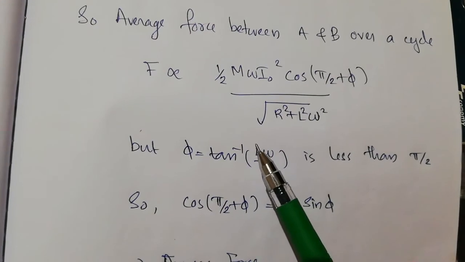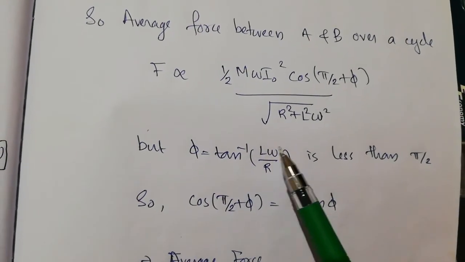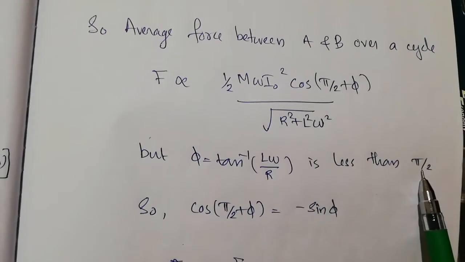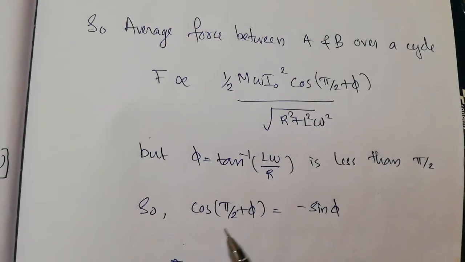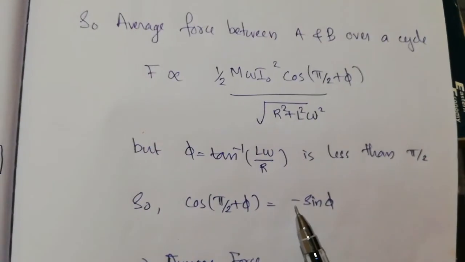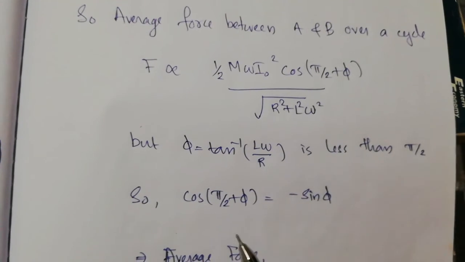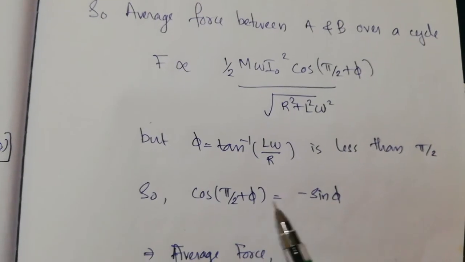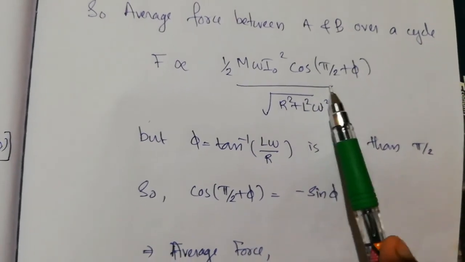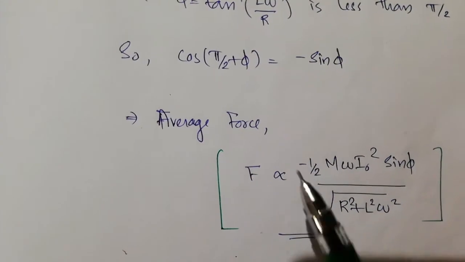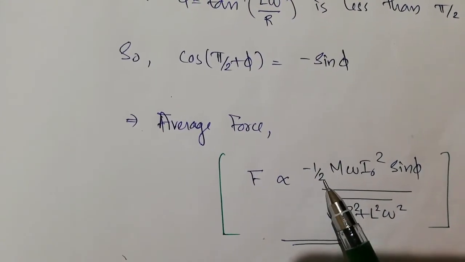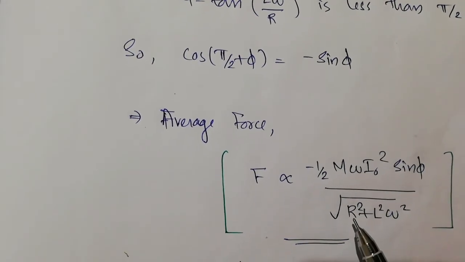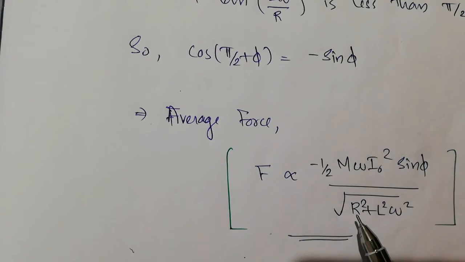In case of the ring B, we know phi is equal to tan inverse L omega by r, and this is also less than pi by 2. So, cos (pi by 2 plus phi) can be written as minus sin phi as it is less than pi by 2. Now, when we consider cos (pi by 2 plus phi) is equal to minus sin phi, the average force is proportional to minus 1 by 2 m omega I0 square sin phi divided by root of r square plus L square omega square.